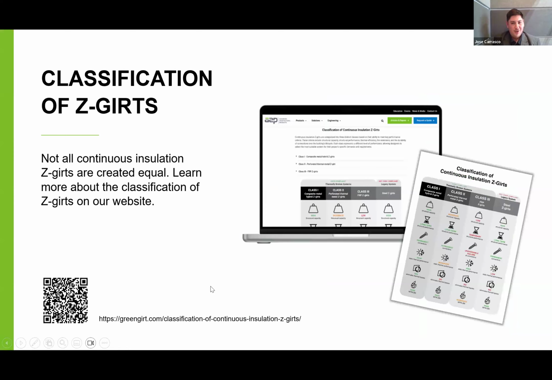Got a QR code on screen here if you're interested in visiting that class chart page on our website. Again, it's interactive on the website version. Again, links to all of the research and data that went into the ranking system here are available on greengirt.com, as well as that QR code there.